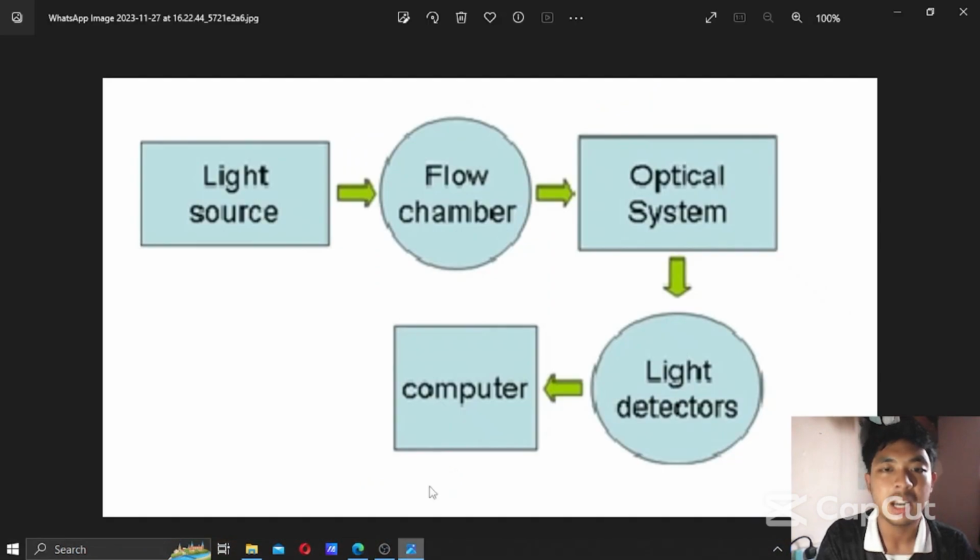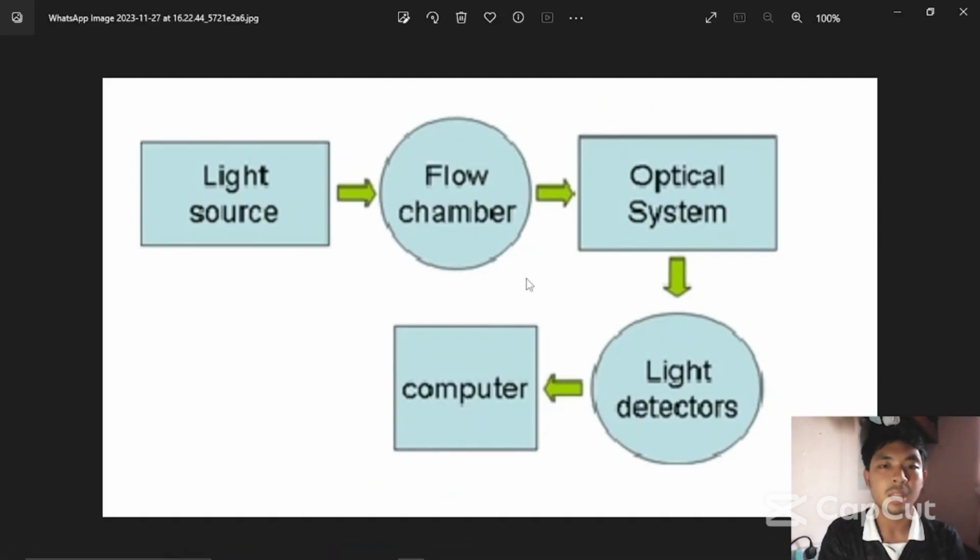Besides that, here is the block diagram of the flow cytometry. Like before, we prepare the cells, and then we prepare the light source, and then it will go to the flow chamber where the cells will be added with antibody and fluid to be hit by the laser. And then it will go to the optical system, which has a laser that will separate the cells according to their color, and then it can be detected by using a light detector. So by the light detector, we can know the size, the color, the types of the cell. After that, we send all the data to the computer to be analyzed.